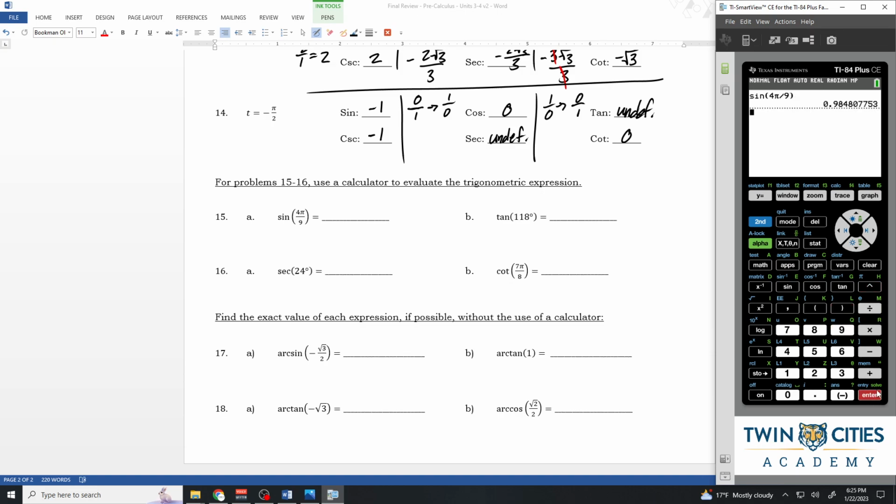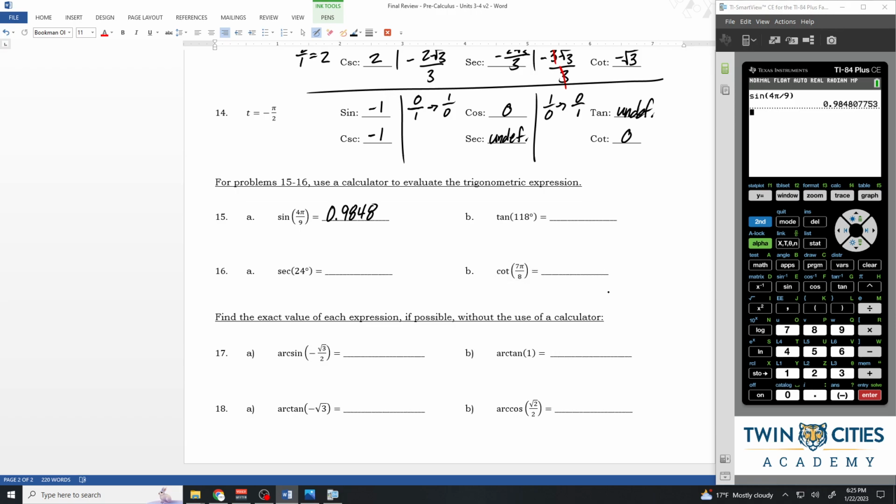This is 0.9848. While I'm at it, let's do this one. The cotangent of 7 pi over 8.